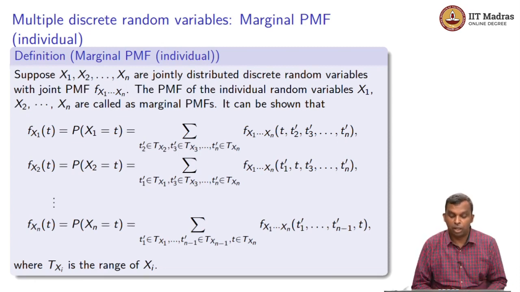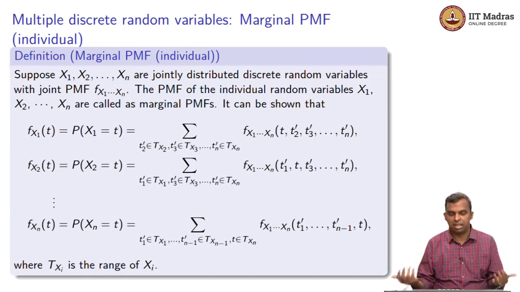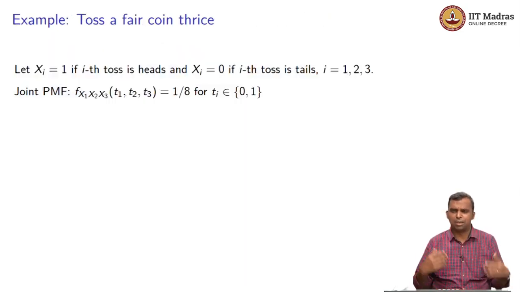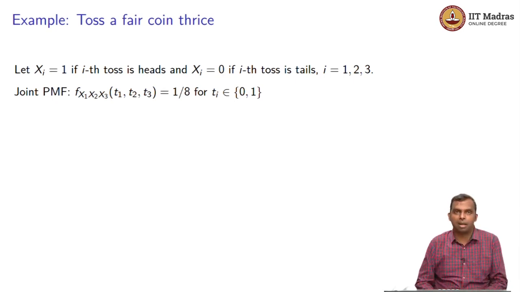Okay, so when you go to X2, what will you do? You will keep X2 alone and then put variables for all the other random variables, sum over all of them, and you get the marginal PMF of X2, and so on. Okay, so that's the multiple discrete random variable marginalization. Okay, so let's see a few examples. As before, we've always been seeing examples. Okay, so let's look at an example.